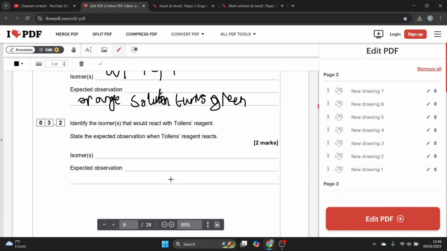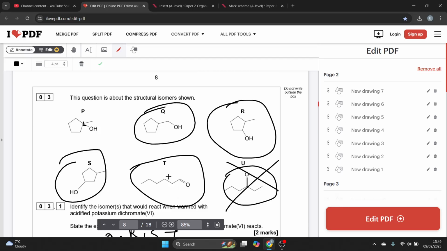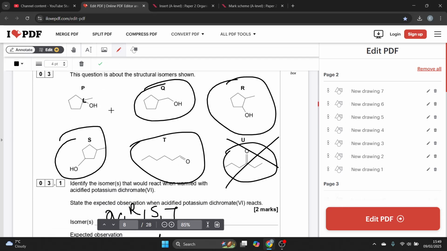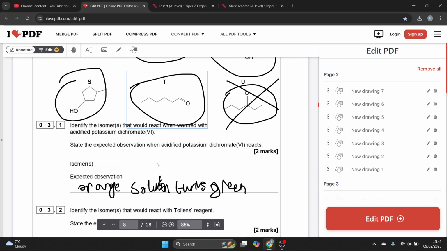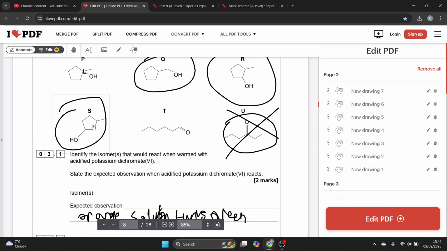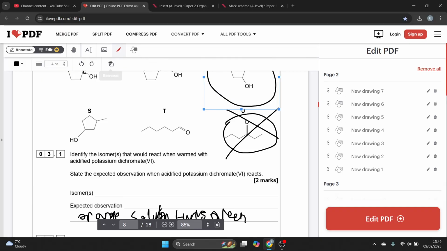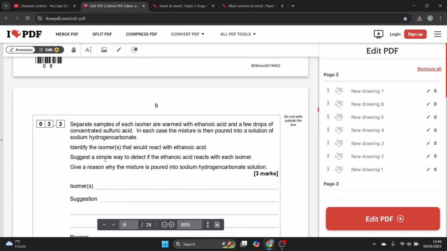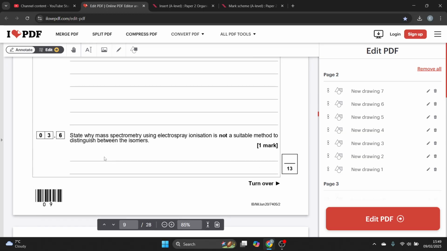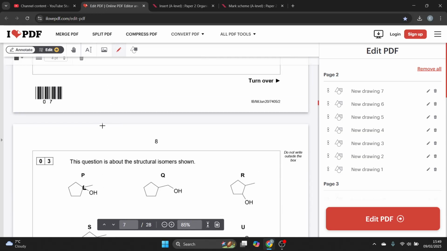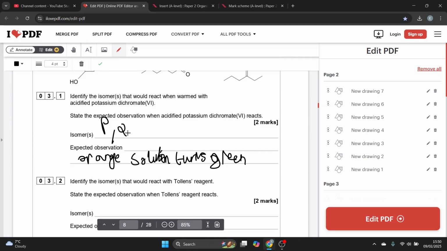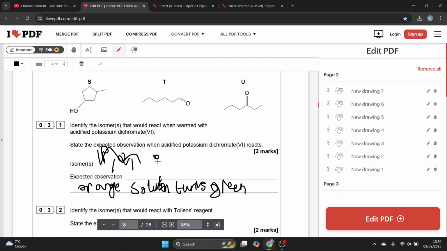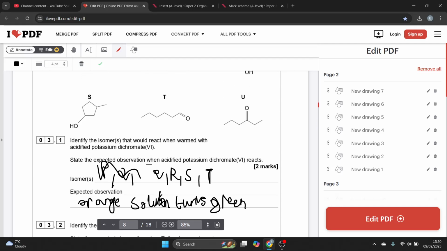Then it says identify the isomer that reacts with Tollens' reagent, and state the expected observation. Let me fill this in again. P, Q, no, not P. Definitely not P. Q, R, S, T. Identify the isomer that reacts with Tollens' reagent.